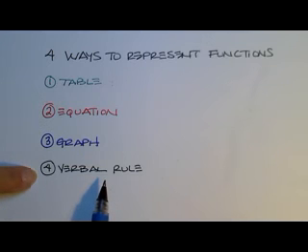And a verbal rule is when you're saying multiply a number x by 2 and then subtract 1. We were translating earlier in this chapter from English to algebra.